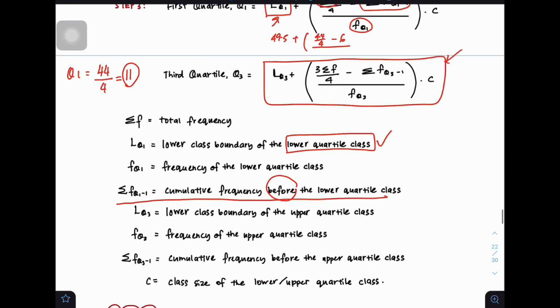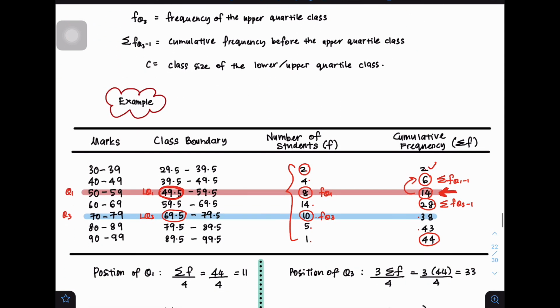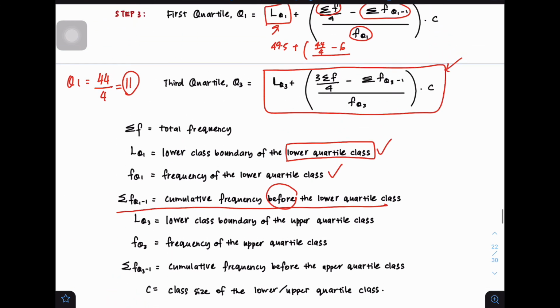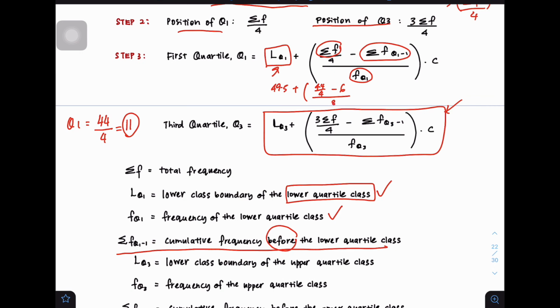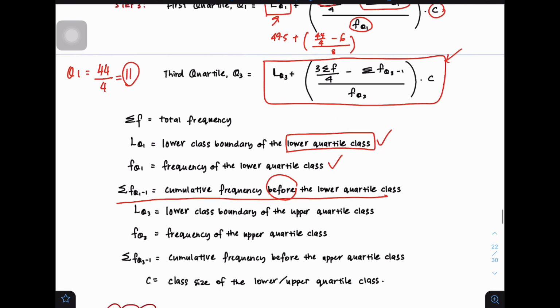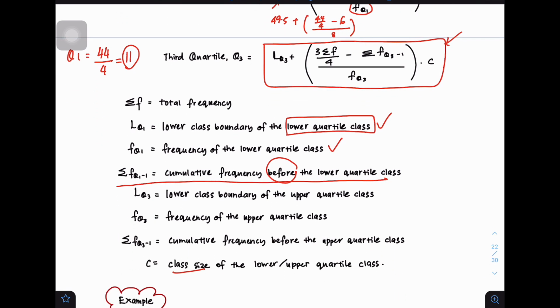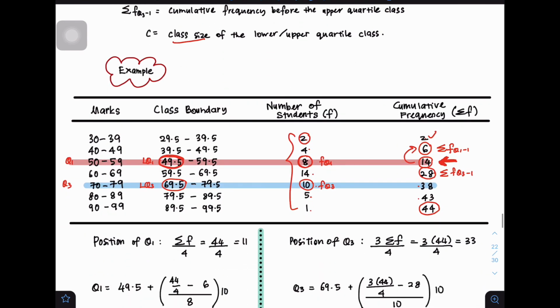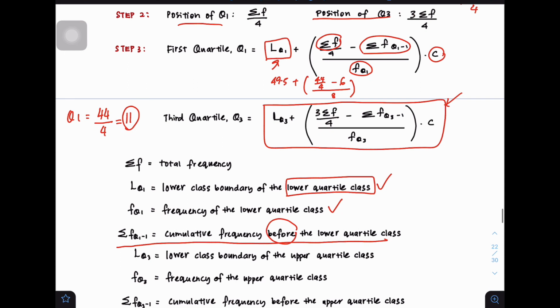Apa dia FQ1? FQ1 adalah frekuensi lower quartile class. So ini warna merah ni adalah lower quartile class. So ini adalah frekuensi kita, FQ1 kita, this one. Okay, this one is our FQ1, 8. So masukkan dalam formula, bahagi dengan 8, darab dengan C. C ini adalah class size. So class size senang nak cari, ambil upper boundary tolak dengan lower boundary, so you will get the class size is equal to 10.